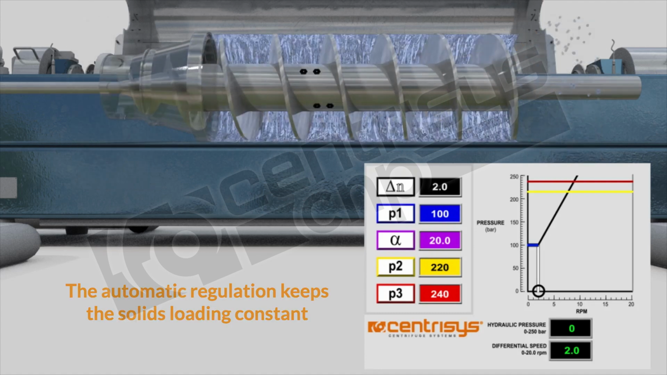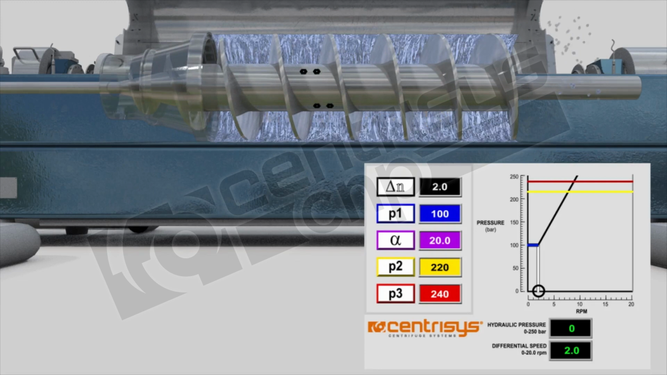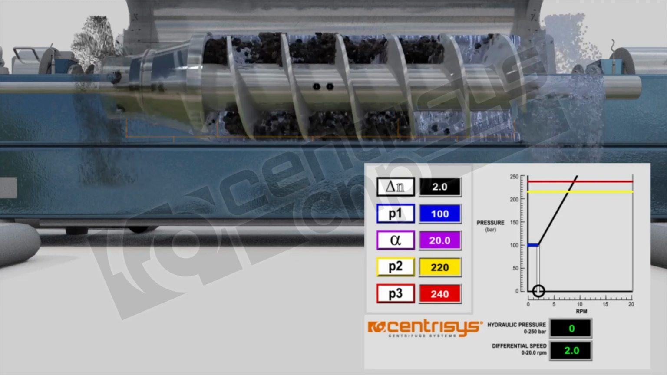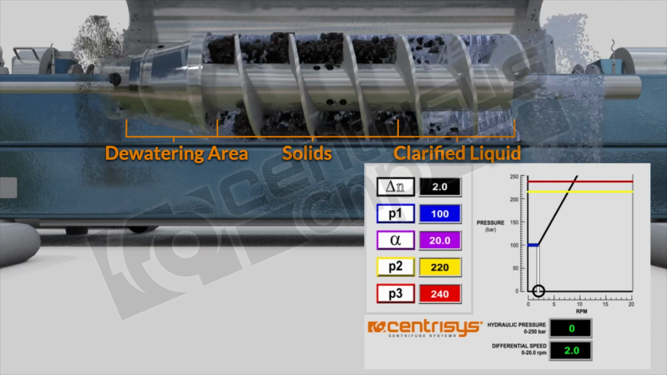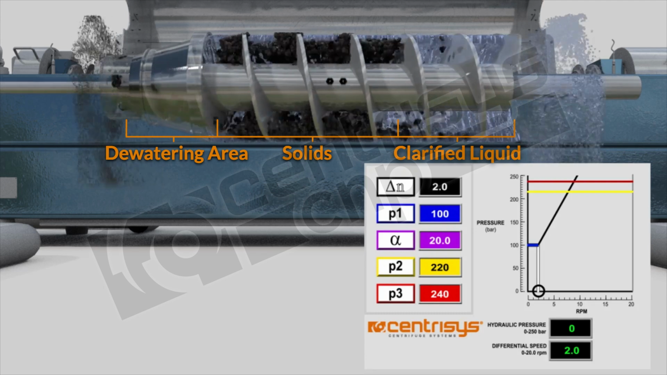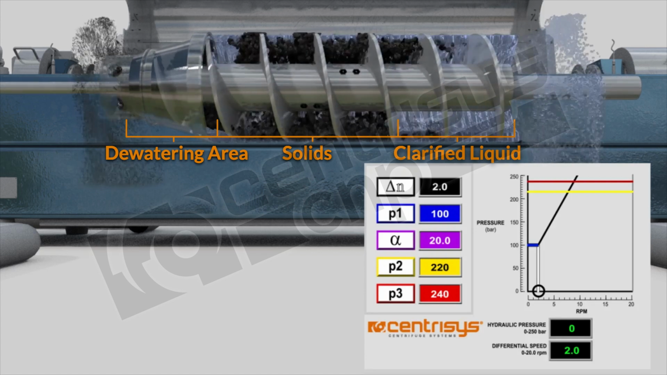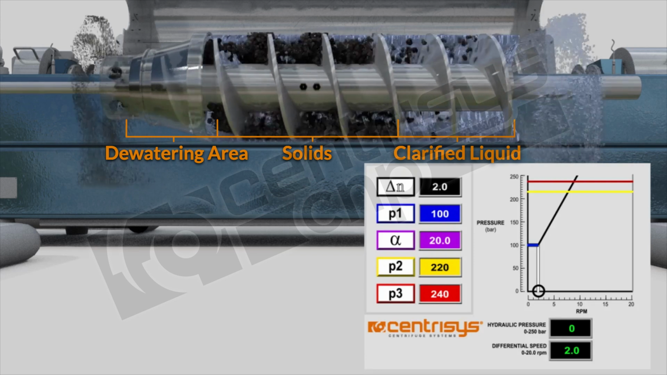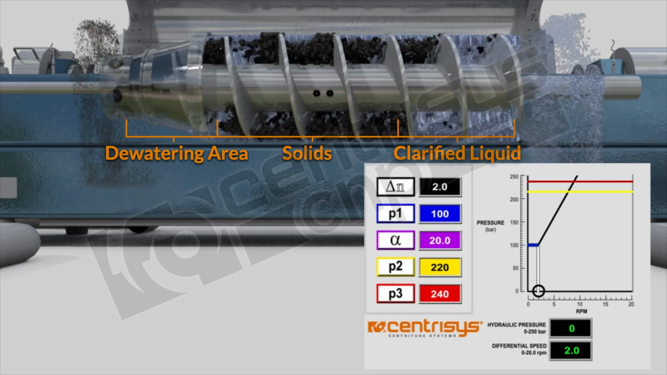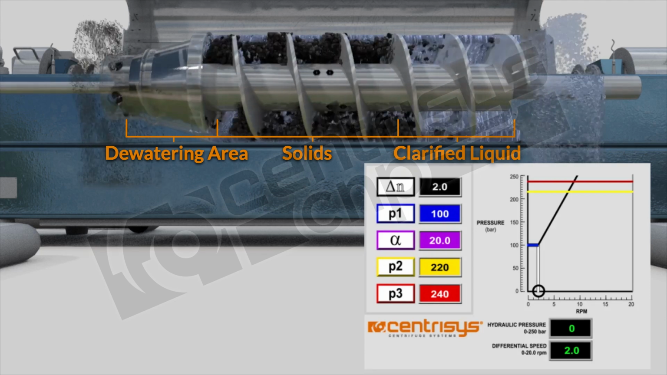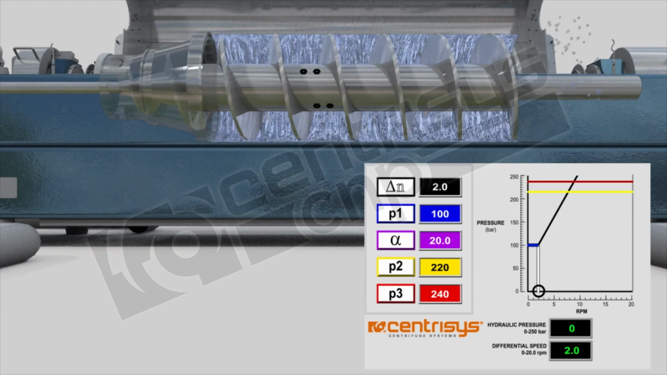The automatic regulation of the centrifuge is important to keep the solids loading of the machine constant. In order for it to function properly, the solids loading has to be consistent, where about 2/3 of the centrifuge are filled with solids, but the right-hand side, the last third, will be clarification area where the particles settle, and on the left-hand side, you have the dewatering area where the solids are being pushed up this cone and exit the centrifuge.